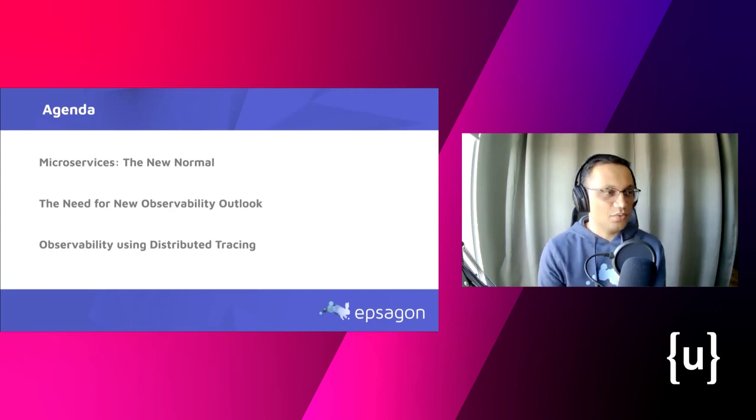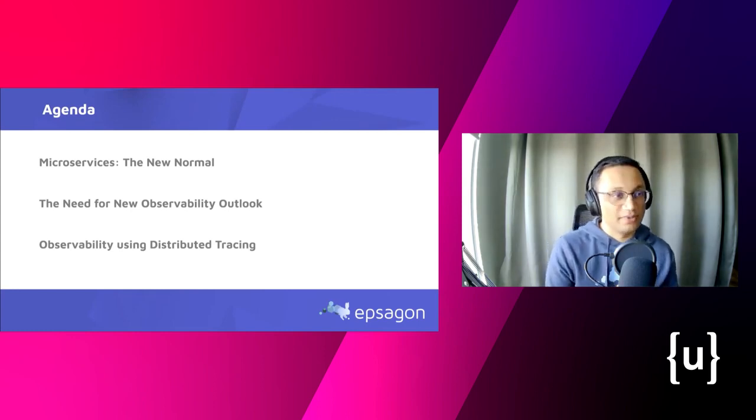In this session, we'll see how microservices have become the new normal. And once you have something that has become a new normal, there are also a lot of challenges. So in this session, we'll focus specifically on the observability challenges and why we need a new outlook. We'll also see how to implement a good observability solution using distributed tracing.